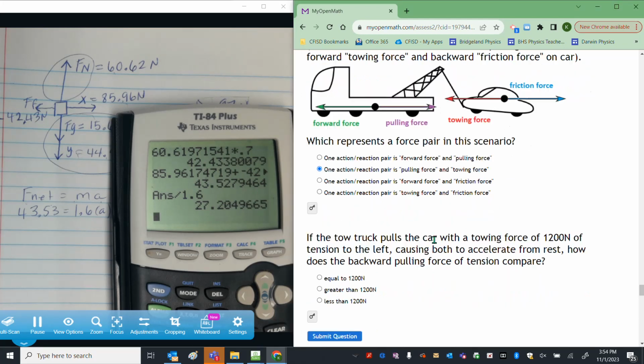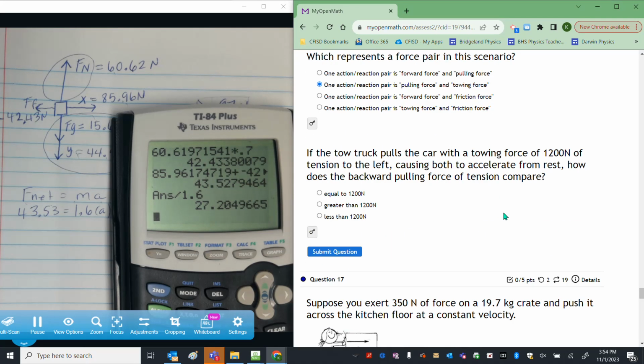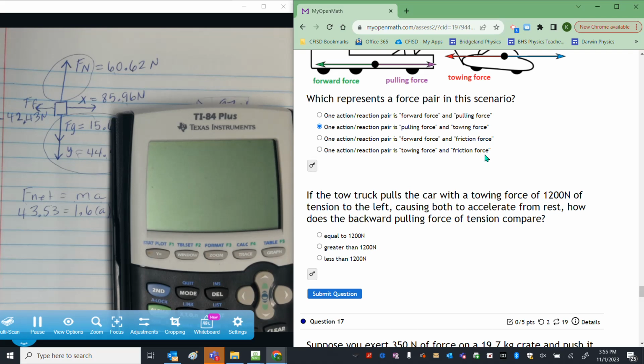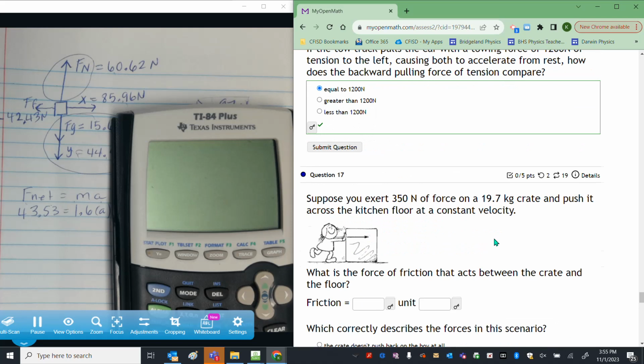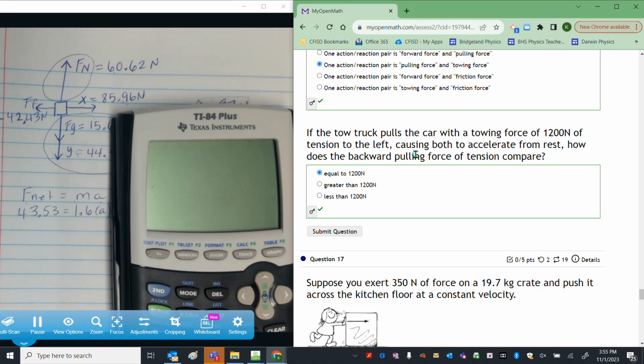If the tow truck pulls the car with a towing force of 1,200 newtons of tension to the left, causing both to accelerate from rest, how does the backward pulling force of tension compare? Again, it's talking about the towing force and the pulling force, which we just said is a force pair. So it should be equal and opposite. Newton's third law. It doesn't matter, by the way, that the truck is towing the car. That is still a force pair. They're still equal and opposite. It doesn't matter that it's going in one direction or accelerating to the left. It is still a force pair.